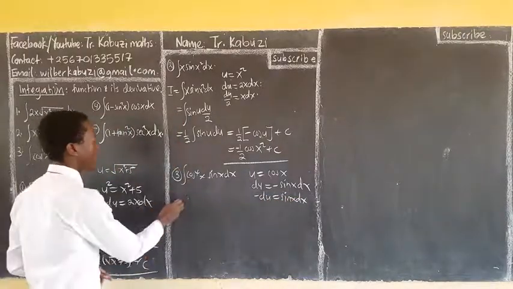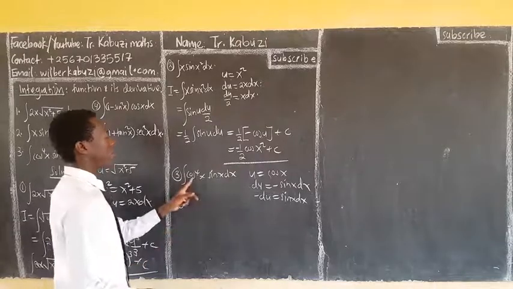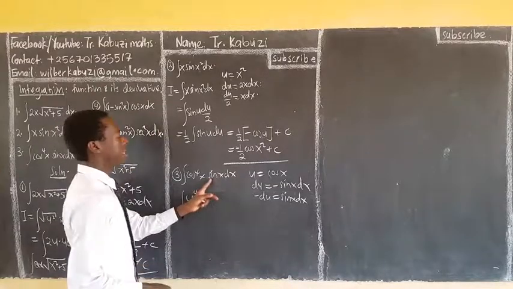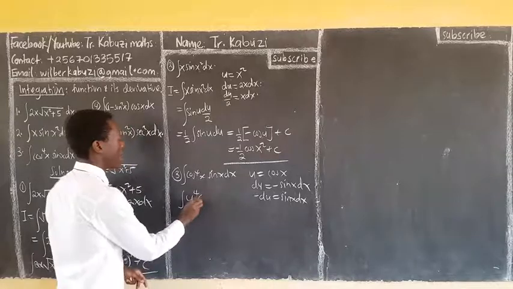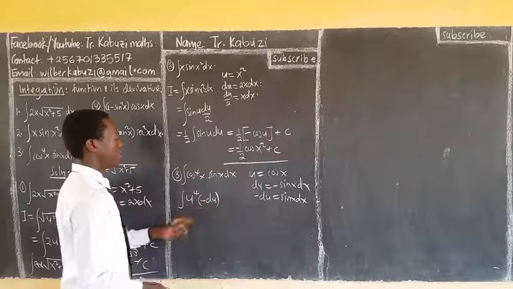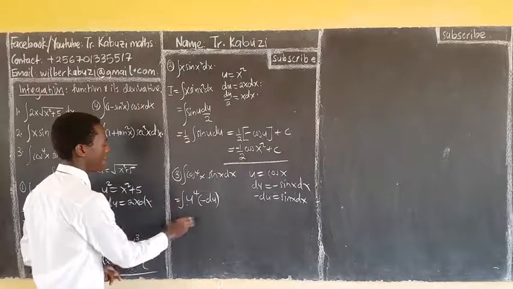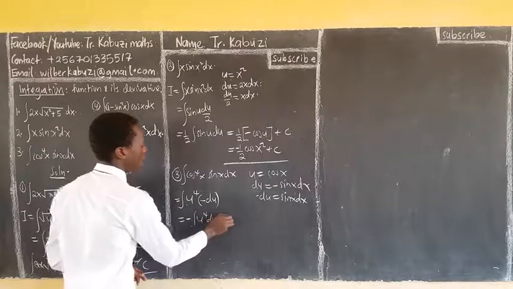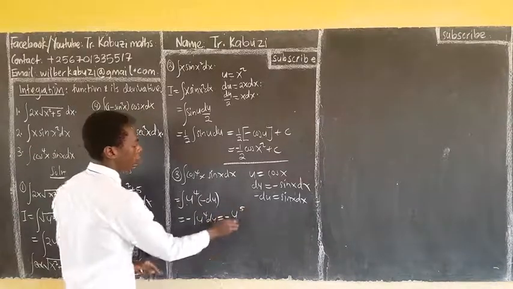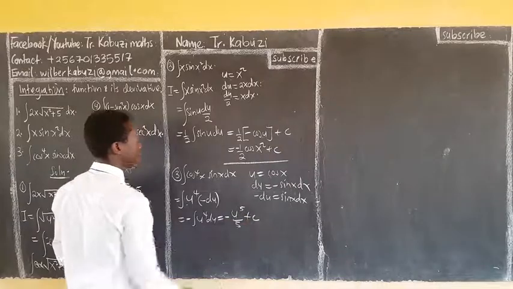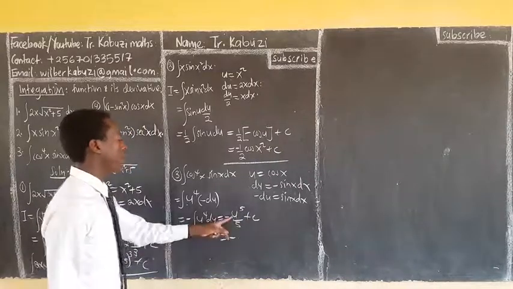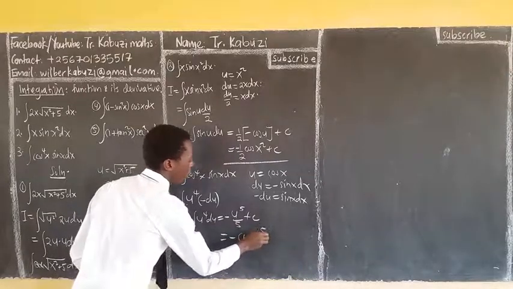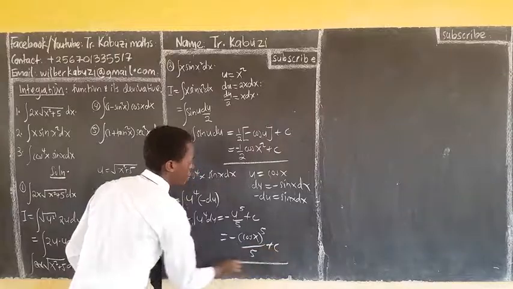So from here, we have the integral. Now the cos is u, but you have it as power 4. Then sine x dx is there as negative du. So if you simplify this as negative, the integral of u power 4 du, you increase the power by 1, divide by the new power, then plus c. So from there, you remove now your u. Your u was cos x, then the whole power 5 over 5 plus c.